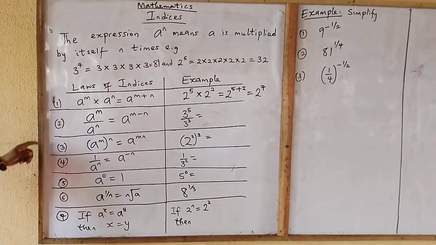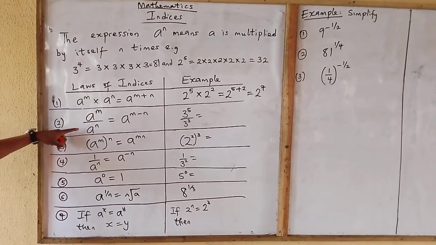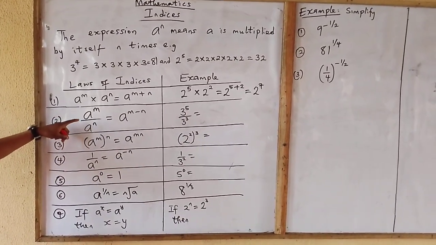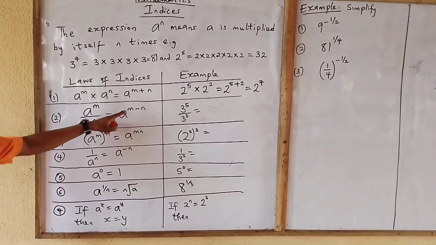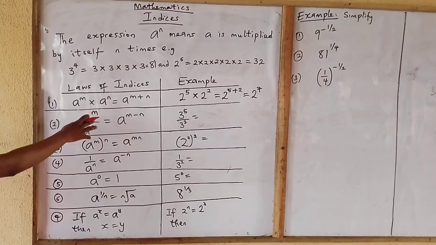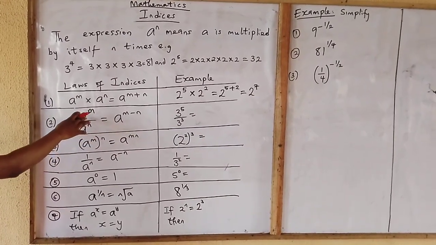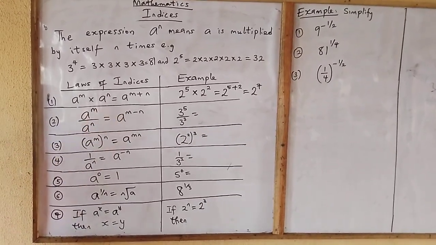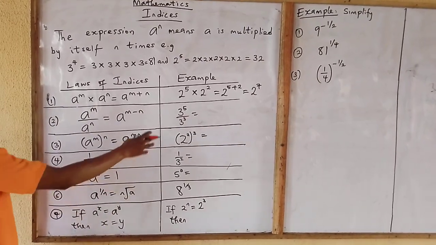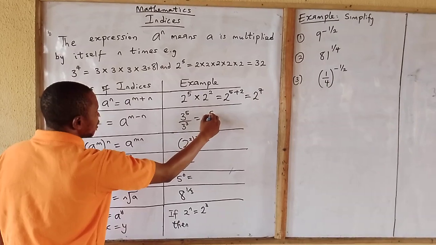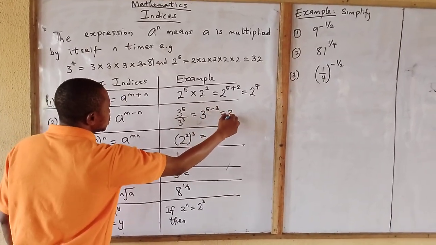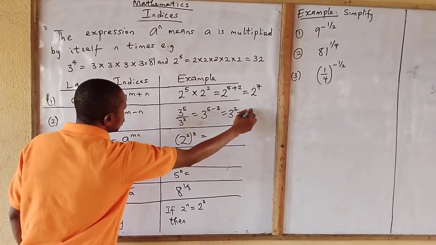Then the second law: a raised to the power m over a raised to the power n, that is a raised to the power m divided by a raised to the power n, will give us a raised to the power m minus n. That means when we have a division sign in between and we have the same base, we subtract the powers. So for instance, 3 raised to the power 5 over 3 raised to the power 3 is going to give us 3 raised to the power 5 minus 3, which will give us 3 raised to the power 2, which also equals 9.